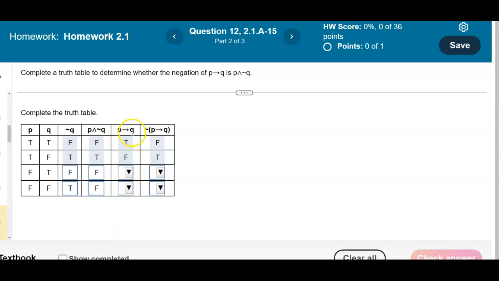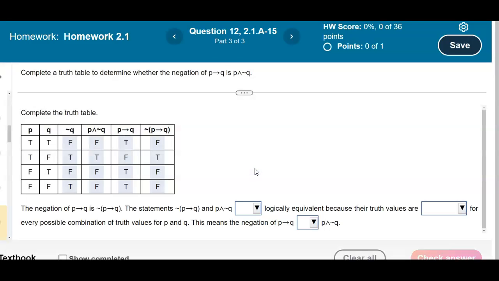Now P implies Q is only false when it's true and false, so that means that these are going to be true. And now we're going to negate this column. So if this is true, then this becomes false because we're negating this column. If this is true, then that's also going to be false. Let's check our result, and then there's our answer.